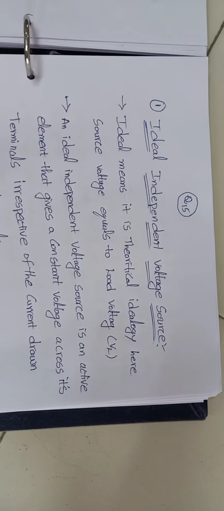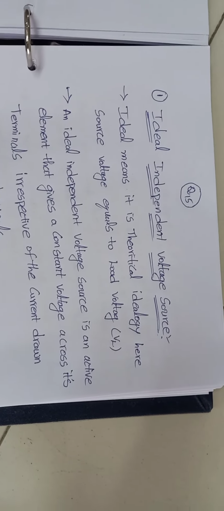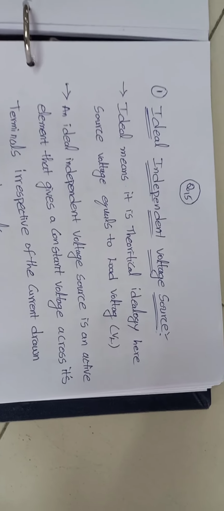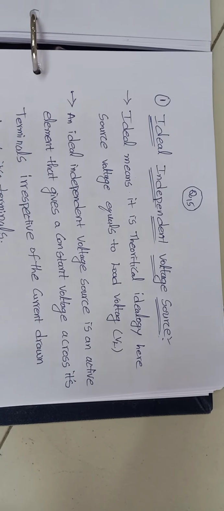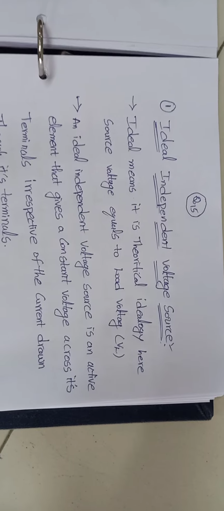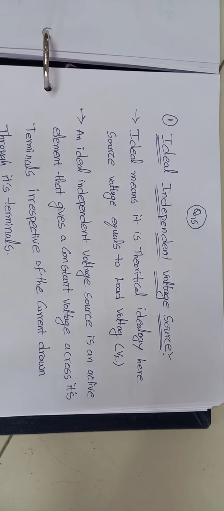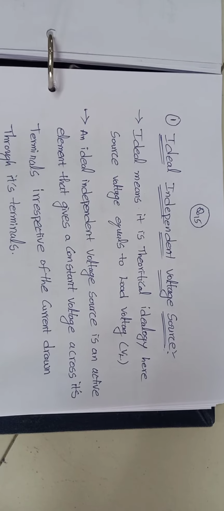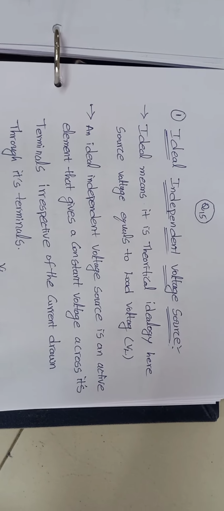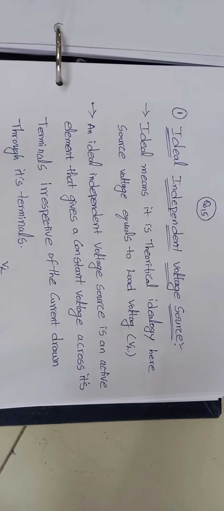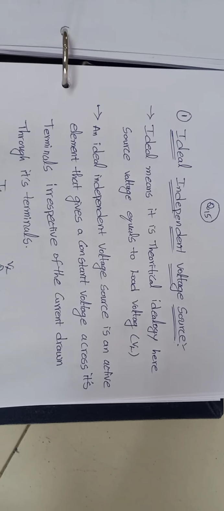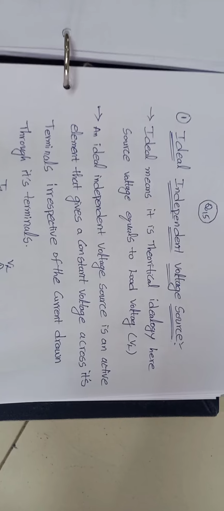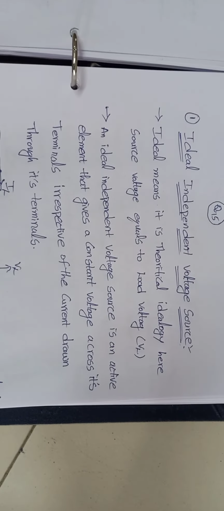Out of 50, our next question is: ideal independent voltage source. I already said this in a previous topic, question number 14. Ideal means it is a theoretical ideology. It means the source voltage is equal to the load voltage, otherwise the source current is equal to the load current. This is basically the theoretical ideology, but practically it is an impossible condition.